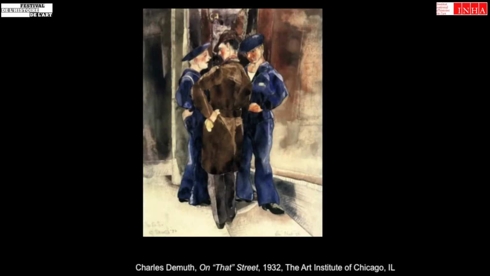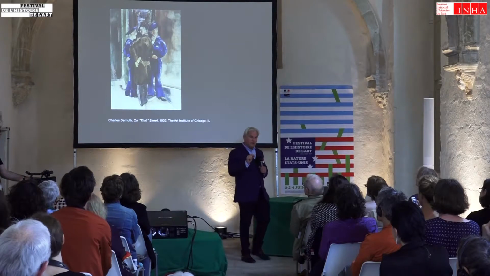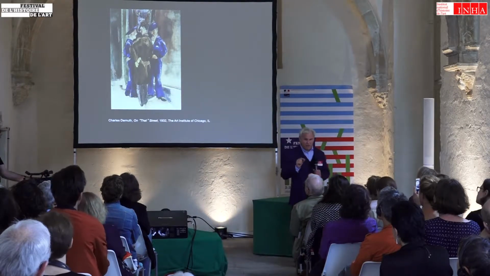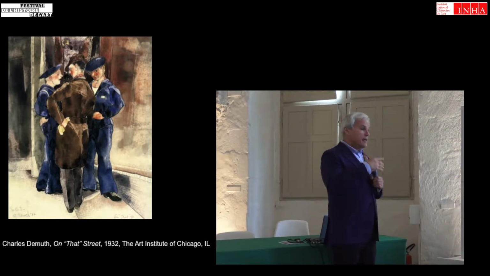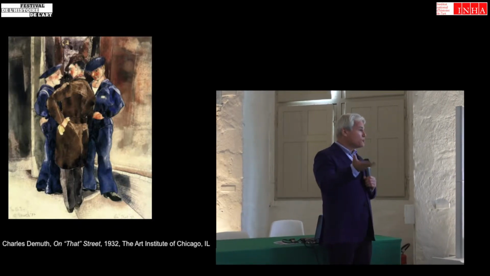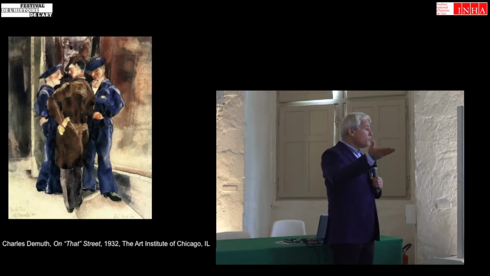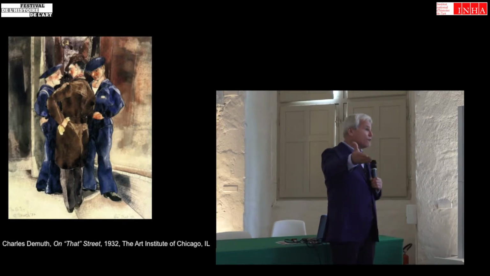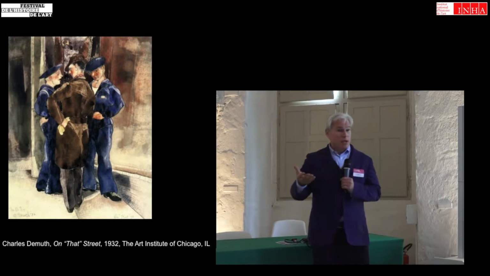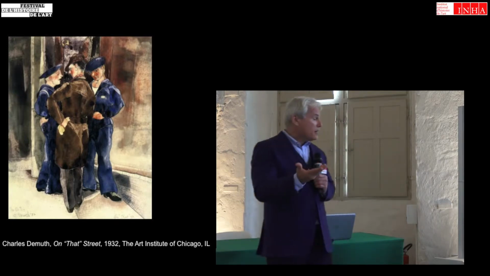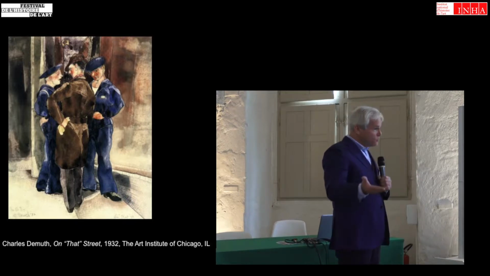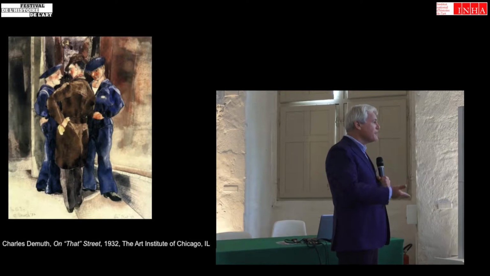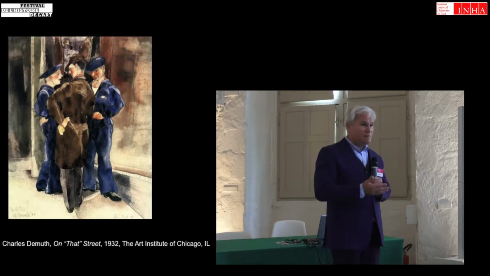We can really see the particular taxonomy of desire in this remarkable image called On That Street by Charles Demuth. On That Street referenced a particular street in Brooklyn near the New York Naval Yards, the Brooklyn Naval Yards, a street that was famous for its ability to provide, in the language of the time, seafood. Sailors who were available for a certain amount of money or a bed and a warm meal.